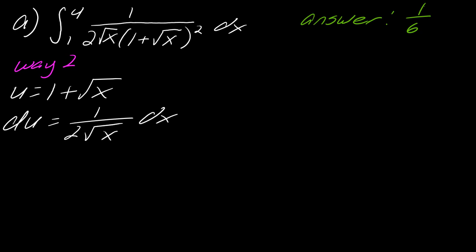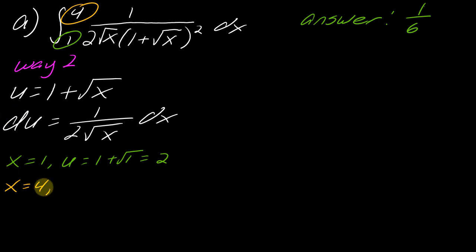But the plot twist with this is that you also change your limits of integration so that you don't have to remember to plug them back in at the end. So starting with this one, if x equals 1, now I'm going to plug this into what I set for my u right here. So this will be u equals 1 plus the square root of 1, so this equals 2. Then I move on to the other one. So if x equals 4, once again, I'm going to plug this right into my u substitution. So this will be u equals 1 plus the square root of 4, so this will equal 3.